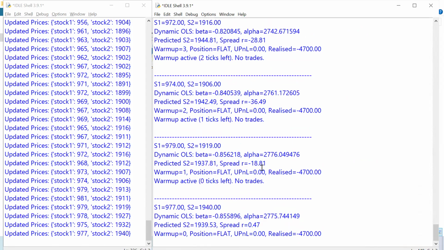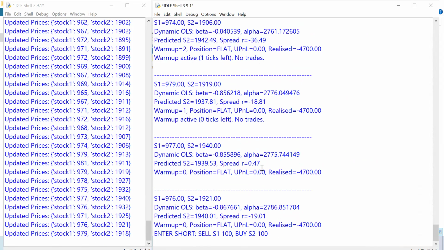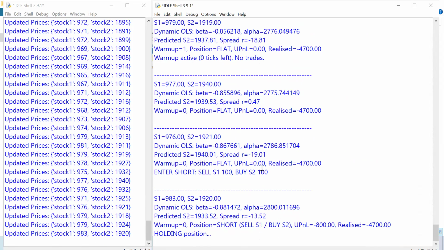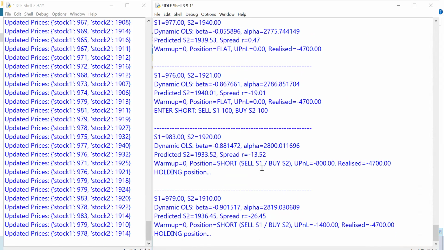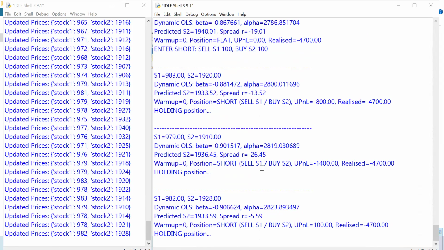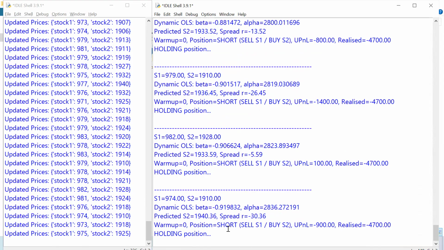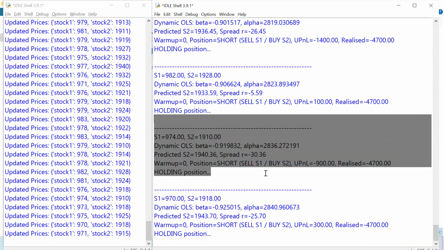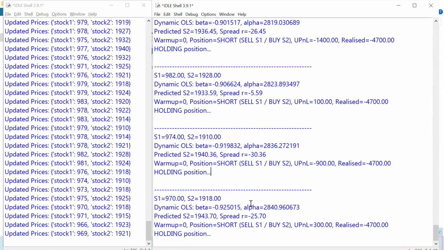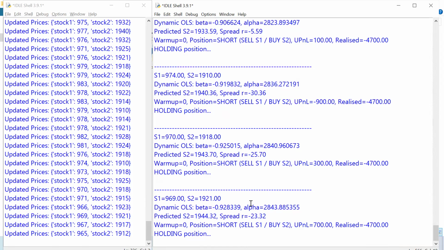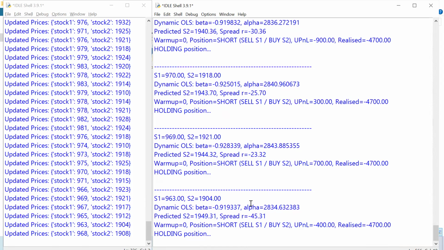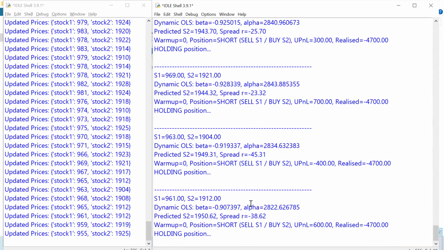The delay is actually creating a problem, the delay which we have kept. Okay, sell S1, buy S2. Holding the position. We got a lot of delay. We created an intentional delay over here. The market is ticking very fast. You can see we get on the positive side also. If the ticking is very fast, we might get a good profit also.